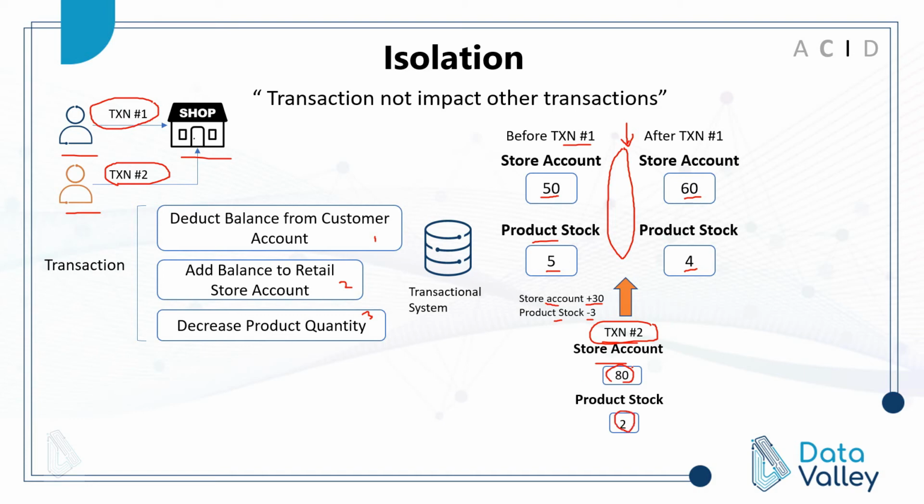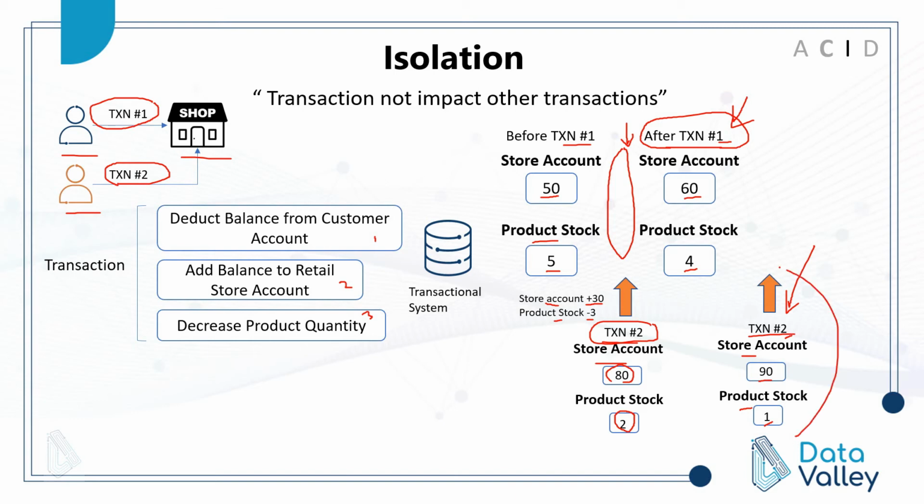However, these values are not the correct values, because we still have transaction number 1 in progress and the values are not updated yet by transaction number 1. So the correct values, after applying transaction number 1 first and then transaction number 2, should be: store account 90 and product stock 1. And that's because we applied transaction number 1, then number 2. So when we applied transactions in sequence, in the correct order, we got the correct values.